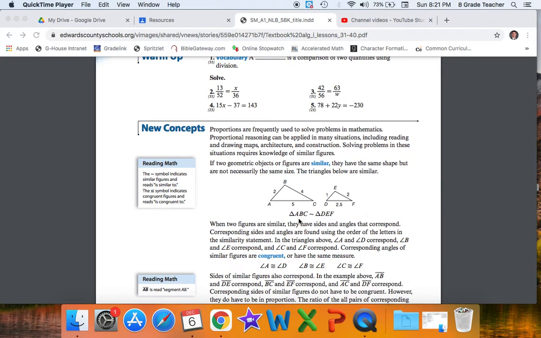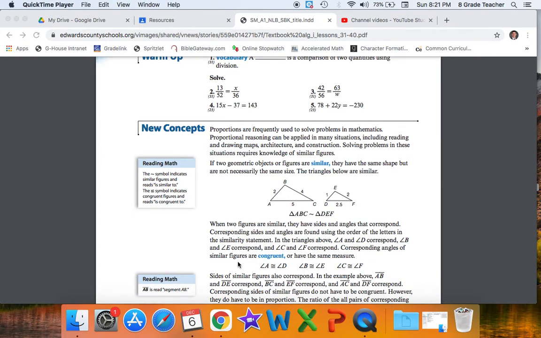So here you have the description: triangle ABC is, with this little squiggly line, similar to triangle DEF. When two figures are similar, they have sides and angles that correspond. Corresponding sides and angles are found using the order of the letters in the similarity statement. In the triangles above, A and D are corresponding, then B and E, and then F and C.